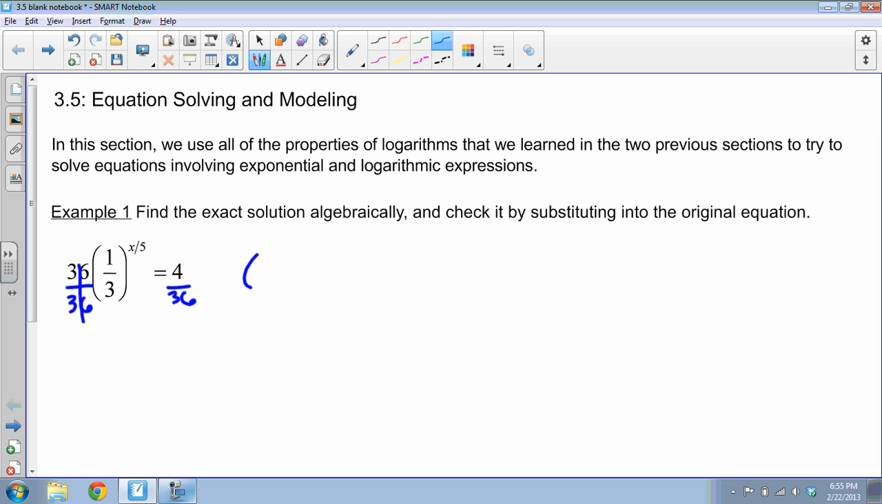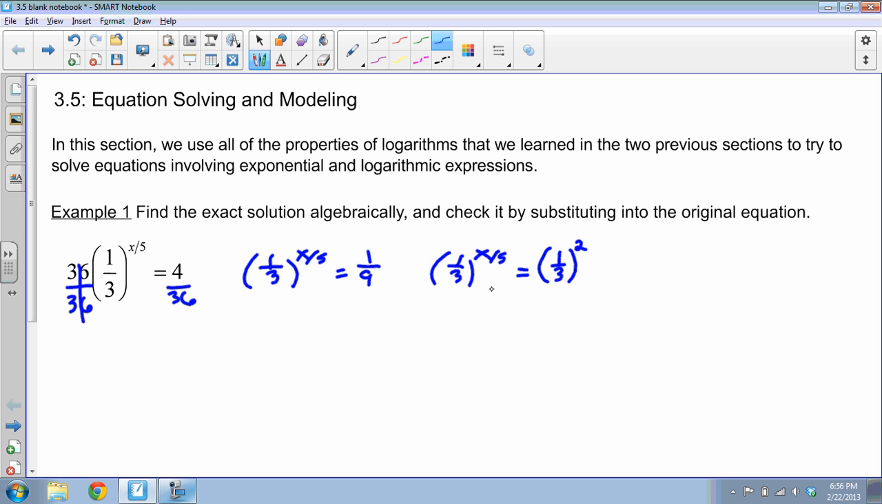So this is going to give me 1/3 to the x over 5 equals 4 over 36, which reduces to 1 over 9. Now it's really helpful to continue to write this 1 over 9 as a fraction. Can you think of a relationship between 1/3 and 1/9? Isn't it true that we can rewrite 1 over 9 as 1/3 to some power? And what power would that be? Well, we can square 1/3, and that would give us 1 squared over 3 squared, which is 1 over 9.